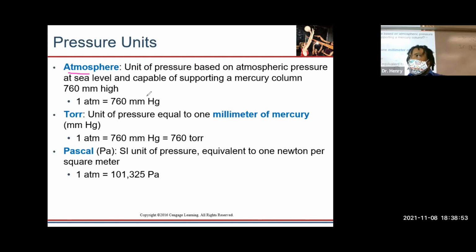Right? So, as I said, we have the ATM, we have the torr, right? And torrs are going to be directly equal to millimeters of mercury. So 1 ATM equals 760 millimeters of mercury, which also equals 760 torr. The SI unit for pressure is called the Pascal. So 1 ATM, 1 atmosphere, is equal to 101,325 pascals. Or 1 ATM is equal to 101.325 kilopascals.